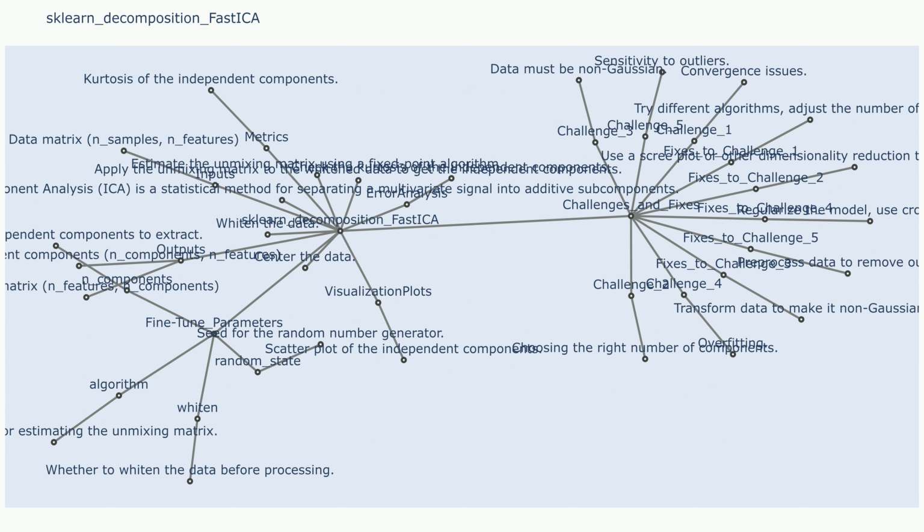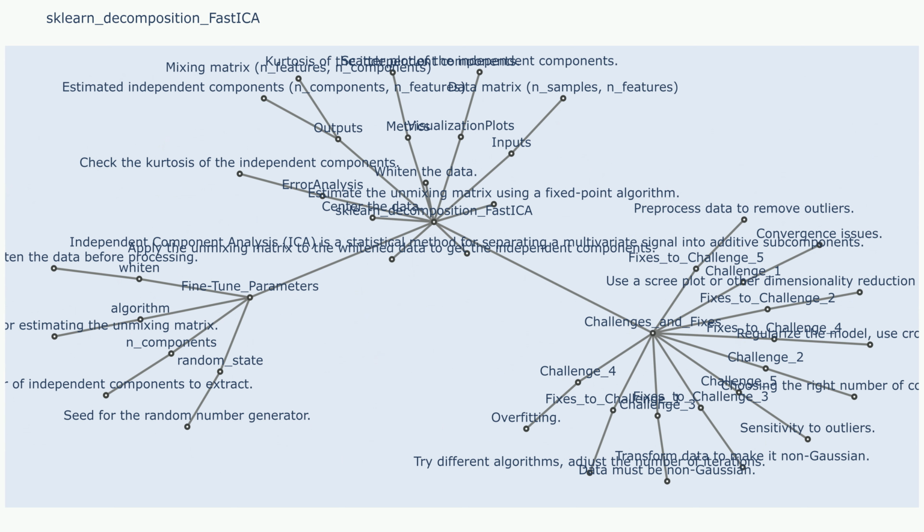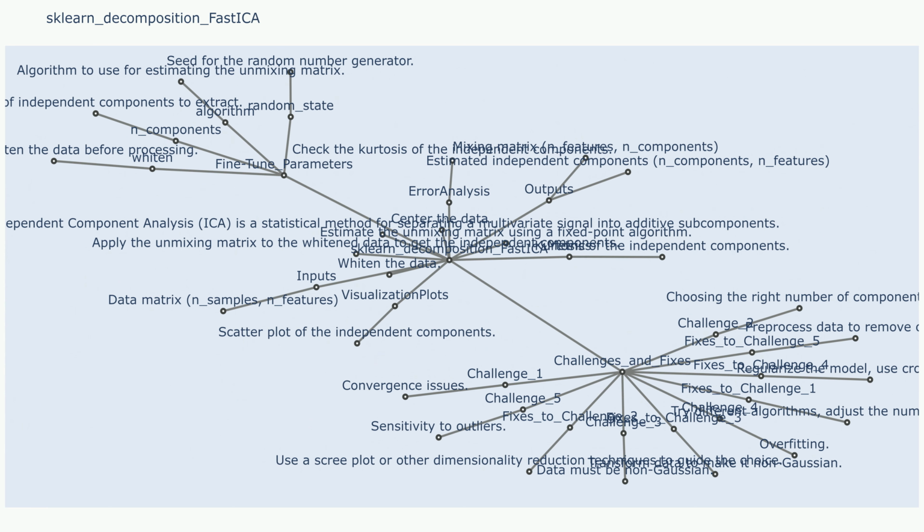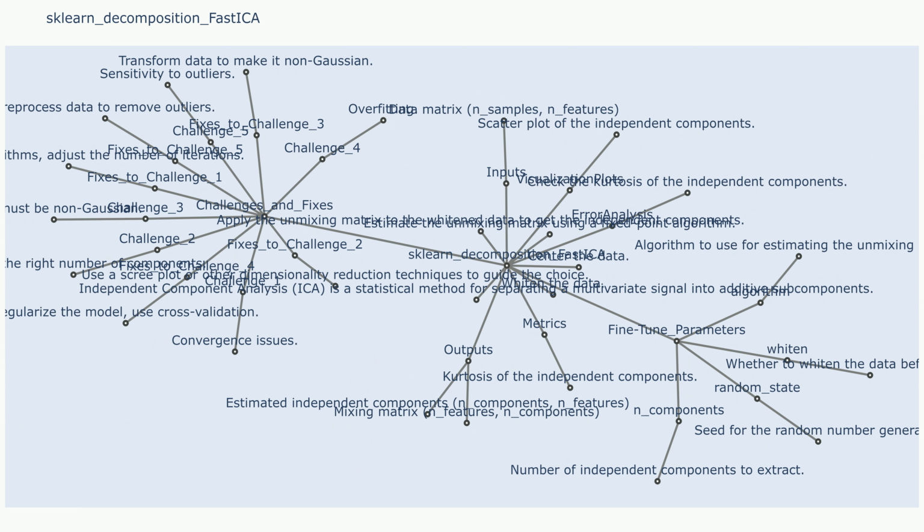Steps. Centering: the algorithm first centers the data by subtracting the mean from each feature. Whitening: next, the data is whitened, which means that the covariance matrix is transformed into an identity matrix. This ensures that the components are uncorrelated. Independent component extraction: the core of FastICA involves iteratively finding directions in the whitened data space that maximize non-Gaussianity. The algorithm uses a fixed-point iteration method, which converges to the independent components.